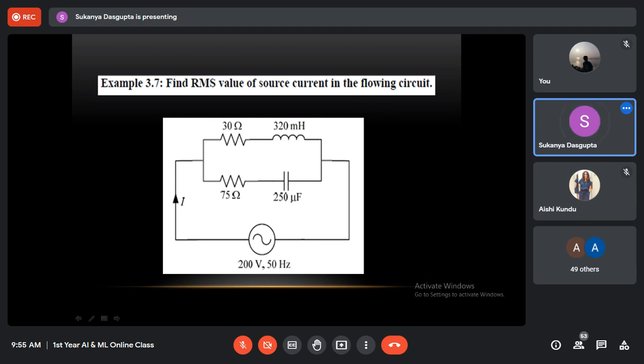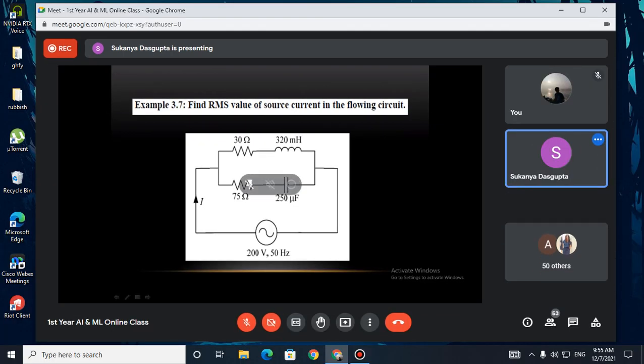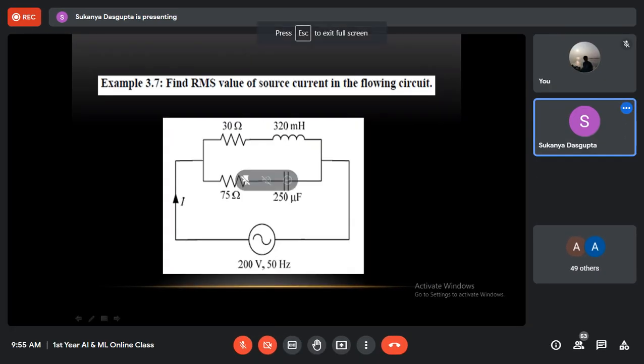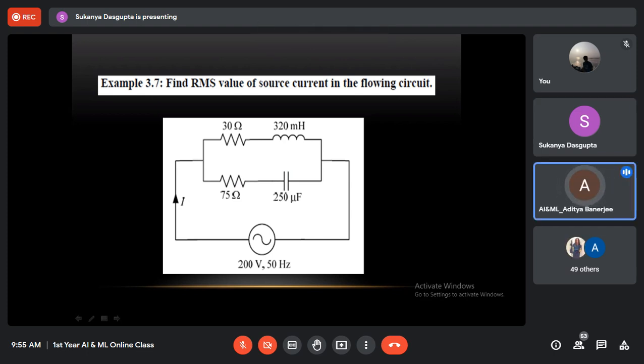How to solve this circuit? How to find the RMS value of source current I? Can anyone tell me what is the suitable method? Ma'am, we will first add 30 with 75 because they are in series. No, they are not in series. They are in parallel.